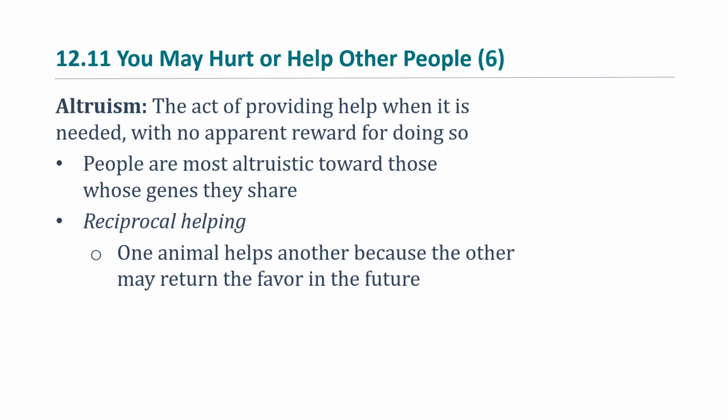Okay. There's also what's called reciprocal helping, where one animal helps another because the other may return the favor in the future. And this just makes good sense, and we see this throughout many species in the animal kingdom, and it's also true of humans. Like I may help you move your furniture because I know I'm going to be moving at some point in the future, and then I can ask you to help me. So we help others sometimes because we think eventually they'll return the favor and help us.